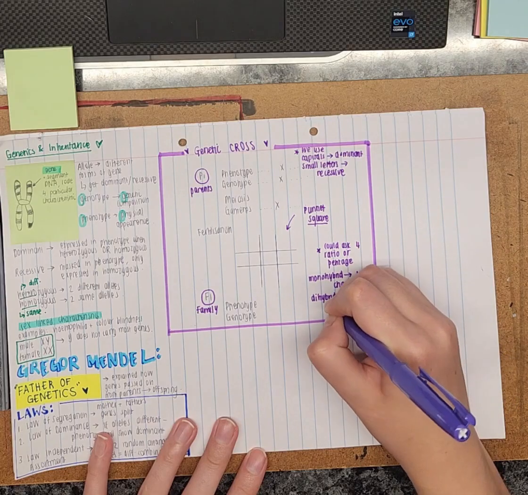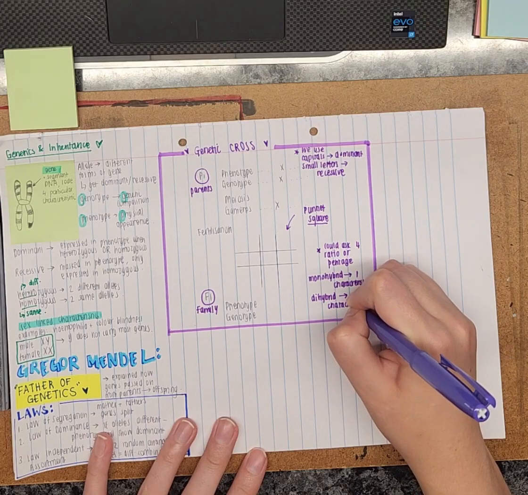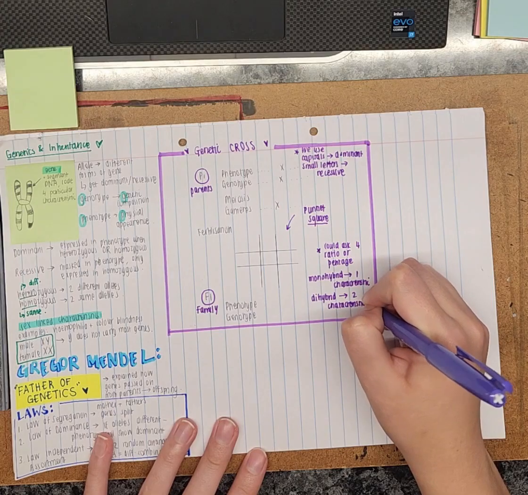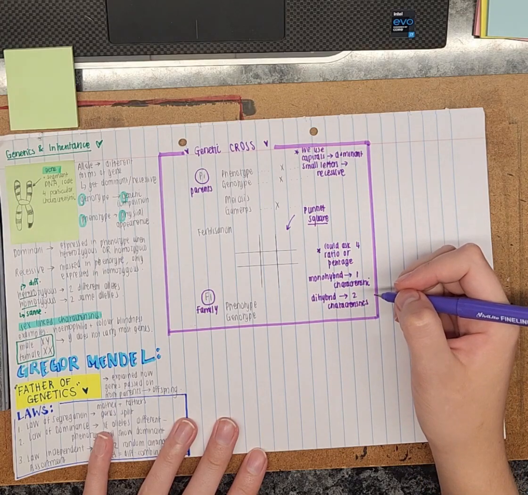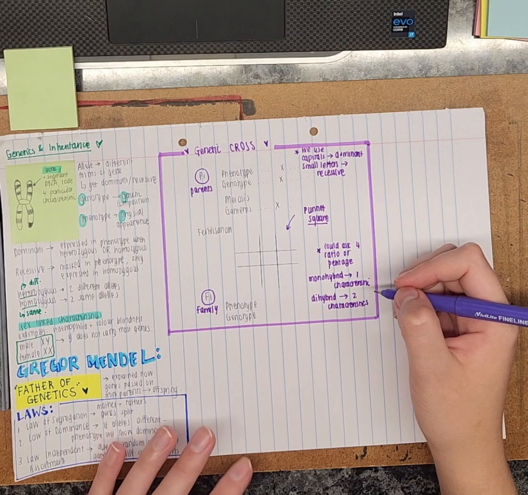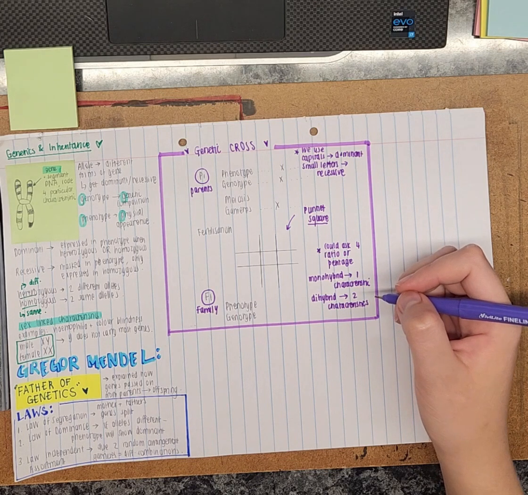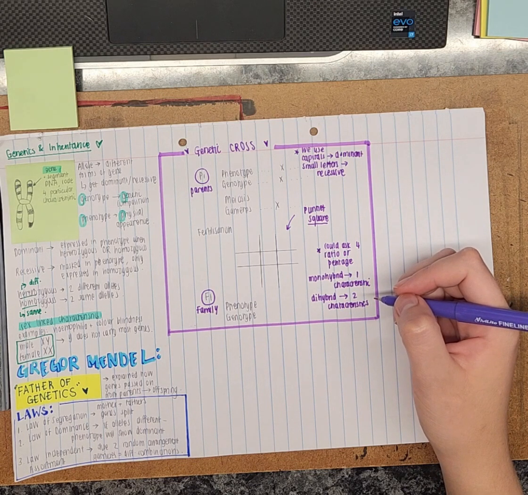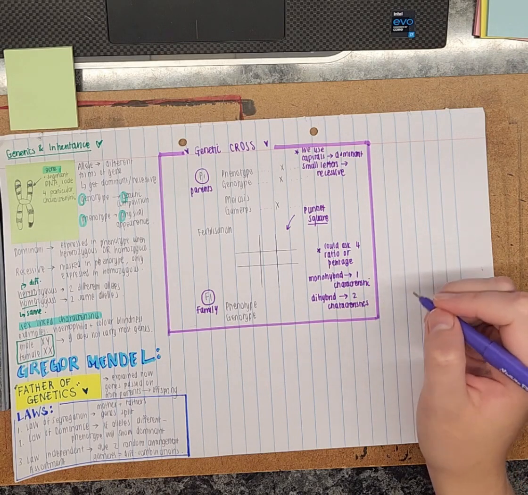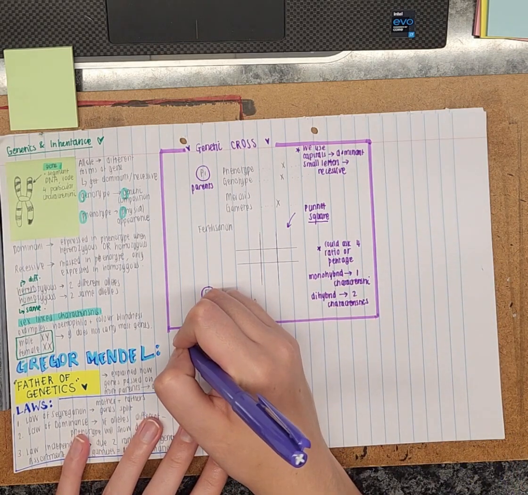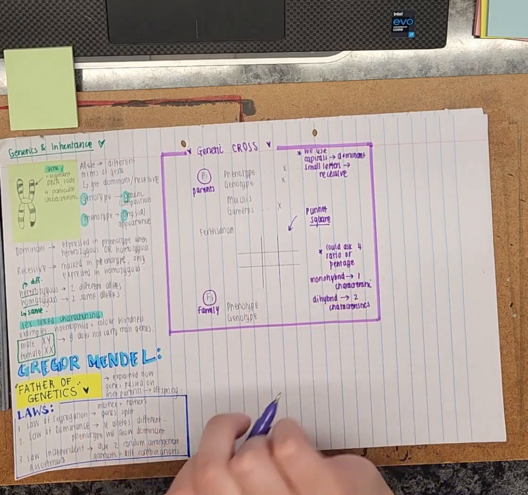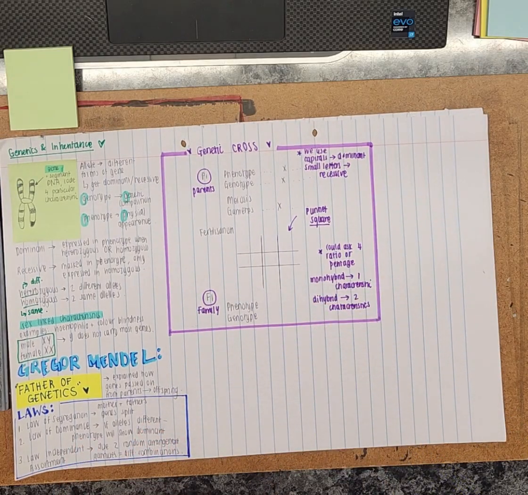Monohybrid is one. Mono means one, so that's one characteristic. And dihybrid is two because di means two. I'm not going to do a video on a dihybrid cross because I was only just taught it recently with the foil method and everything. It's an unlikely scenario that they're going to ask you the dihybrid cross. So I wouldn't give it too much stress if you can't do it or you're worried about it.